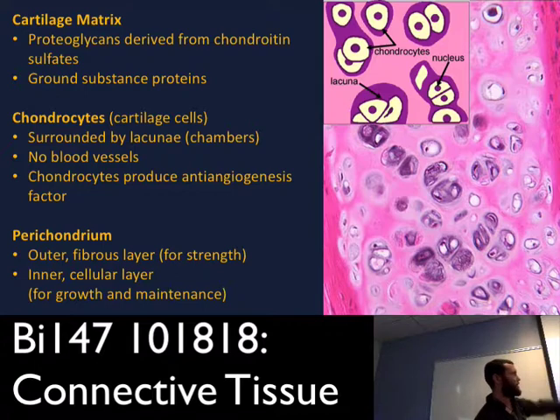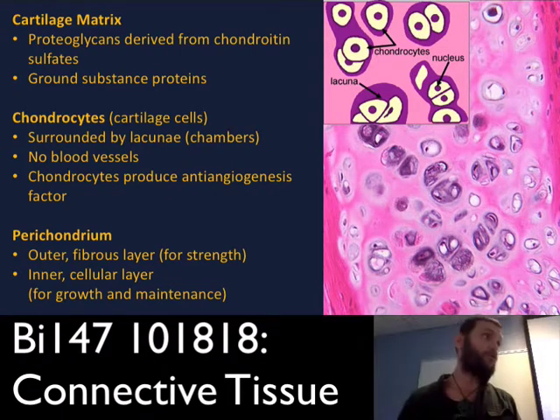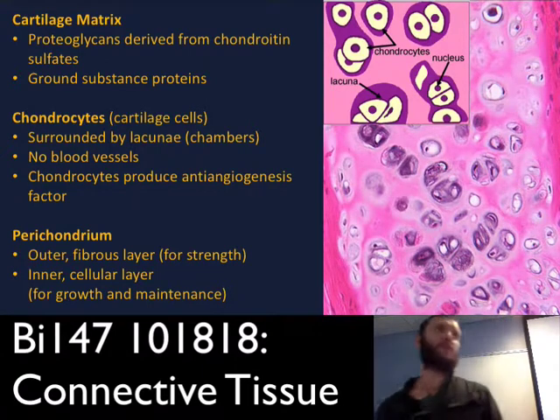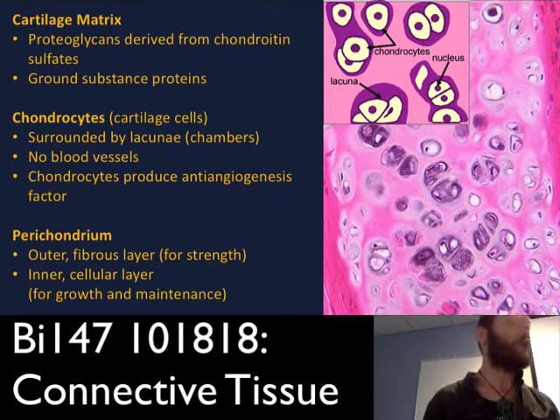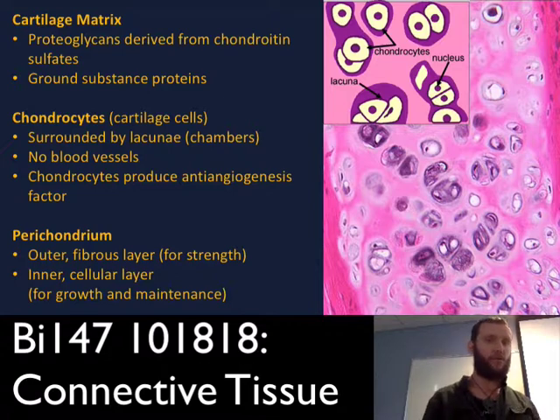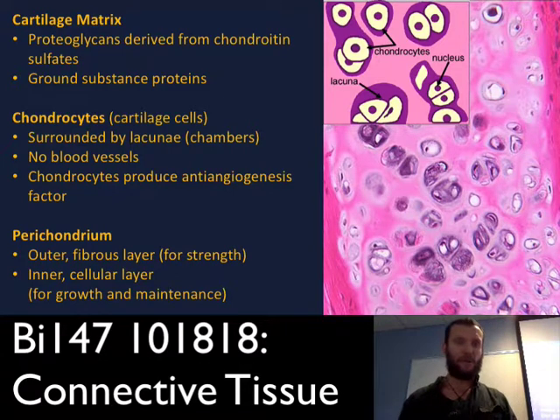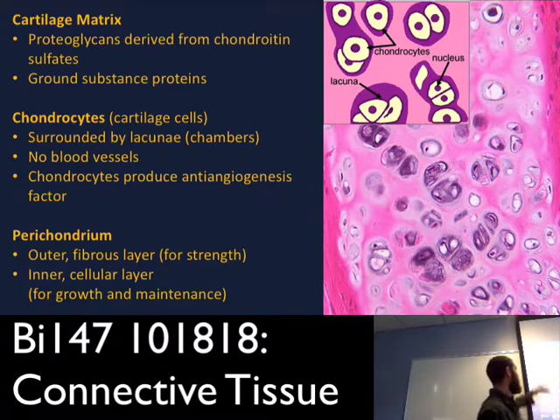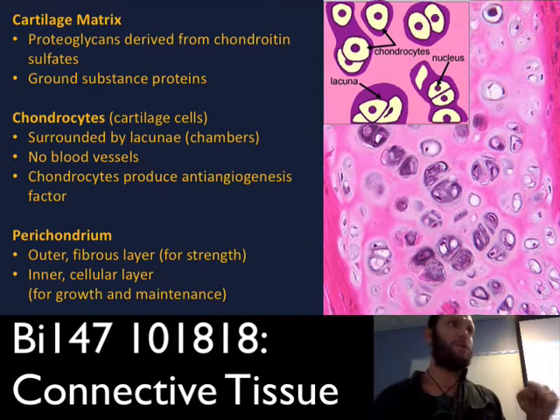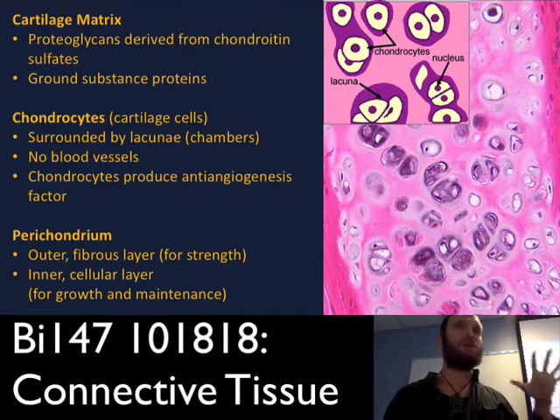So cartilage matrix. It's this gel-like stuff made of proteoglycans that are made up from chondroitin sulfate. What is that, you may ask? Well, I'm glad you asked. We'll look at that in a few slides. I'll show you what chondroitin sulfate looks like and how it works. But for now, you can just say proteoglycans derived from chondroitin sulfate, and other ground substances. There's this stuff in the matrix that gives it the particular properties that make cartilage so awesome.